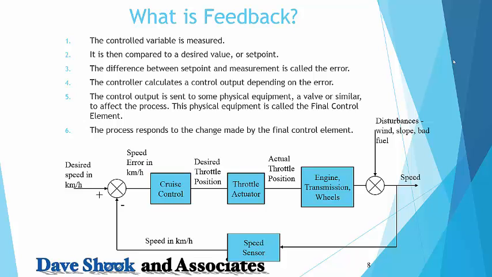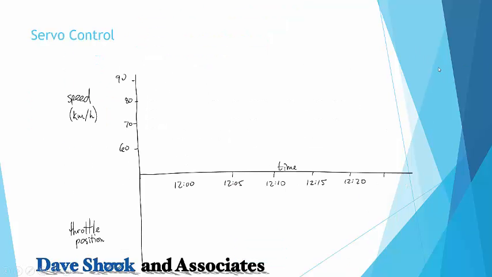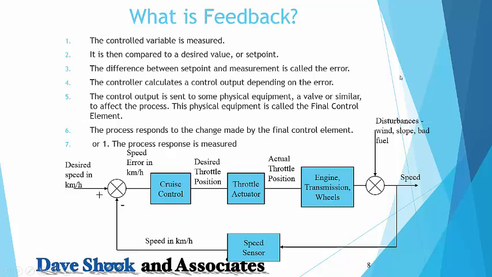That valve position affects how much power the engine can generate. The transmission determines what gear you're in. The wheels determine how far you go per revolution, and associated physics involving wind and slope and so on, which are your disturbances, affect the speed. So here we have feedback from the measured variable directly all the way around a closed loop.